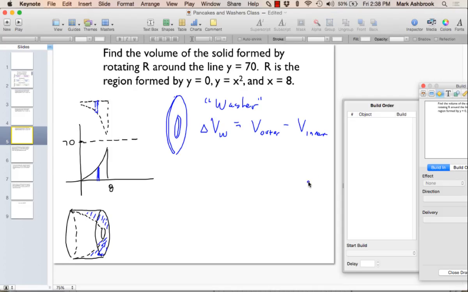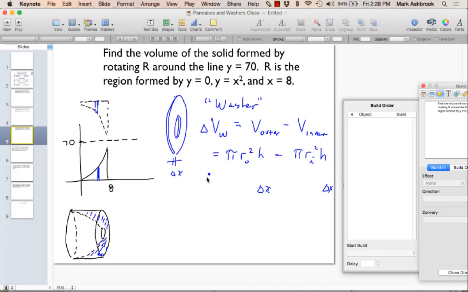And each of those themselves is a pancake, right? The outer is the whole thing as a pancake, and the inner is just the size of the hole as a pancake. So they're each going to be pi r squared h. So we have pi r outer squared h minus pi r inner squared h. Does it make sense? What is our height of both of them? Delta x or y? Delta x. Okay, so that'll be our height for both.